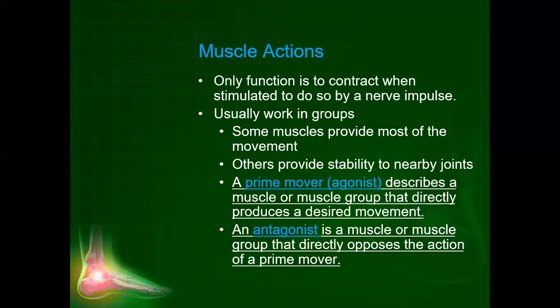A prime mover is a muscle that is responsible primarily for producing some sort of movement. Your antagonist would be a muscle that completely opposes that. So a generalized example, if I want to call my bicep the prime mover, my tricep would be the antagonist. Does that make sense to everybody?